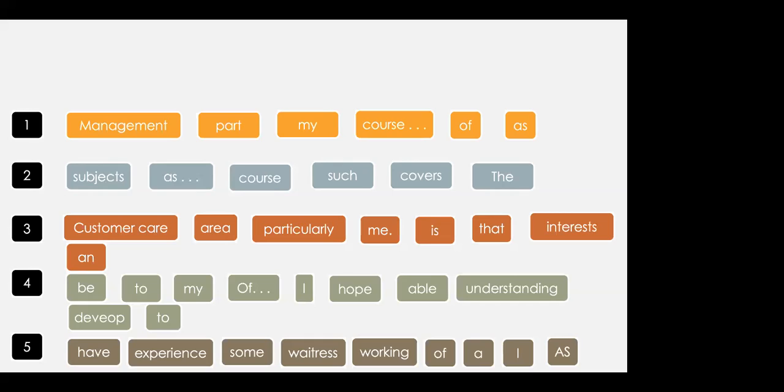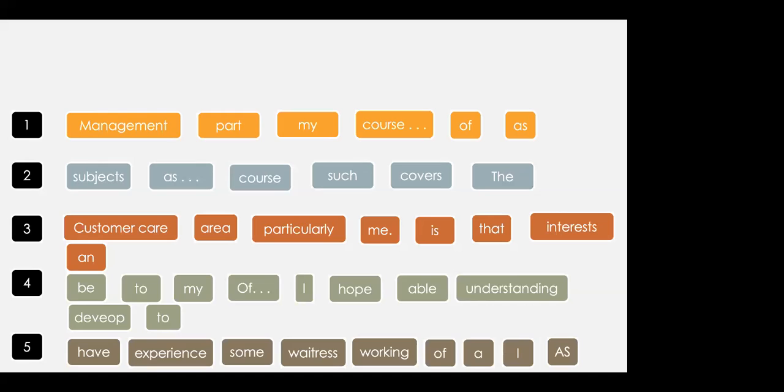Okay. Anyone else has another example using only the words management, part, my, course, of, and as? Me. I just wrote as part of my management course, and that's it. Very good. As part of my management course. Excellent. That's correct.